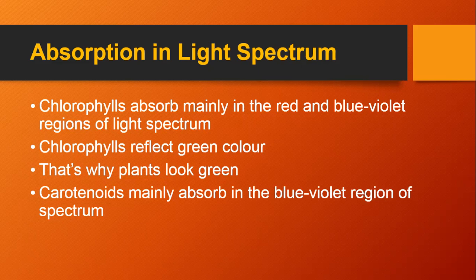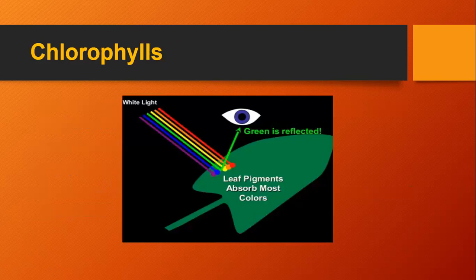So first of all, briefing it once again, how different pigments absorb in which region of the light spectrum. Chlorophylls absorb mainly in the red and blue-violet region, while chlorophylls reflect the green color. That's why the color of the plants seems to be green, while the carotenoids mainly absorb in the blue-violet region of the spectrum. This is just a diagrammatic, basically it's a white light which has the different components. You can see the leaf pigments absorb most of the colors, while green is reflected. So that's why the leaf is appearing green.